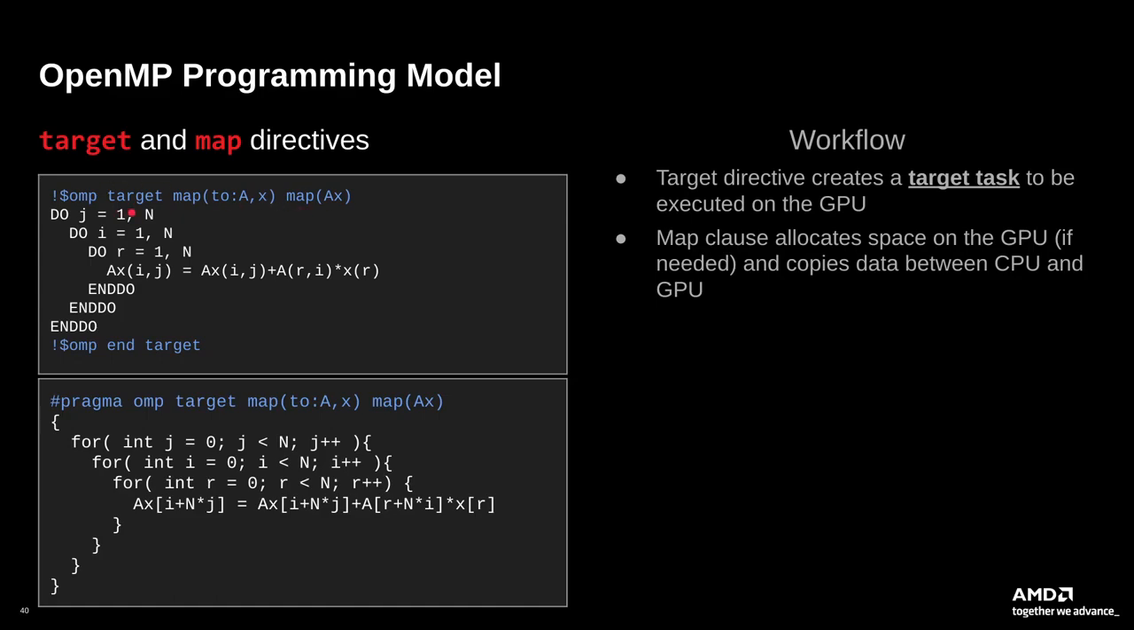Again, that target directive is going to create a target task, which is going to be executed on the GPU, and the map clause is going to indicate the data that we need to copy back and forth. Here we have the target map directive indicating that A and X are going to the GPU. You could see why we would only want to copy to the GPU because A and X are used on the right-hand side of an equal sign, meaning that we're only reading these to do operations to update AX. Now AX is used on the right-hand side and on the left-hand side, so we're reading and writing. So we want to map both to and from the GPU.